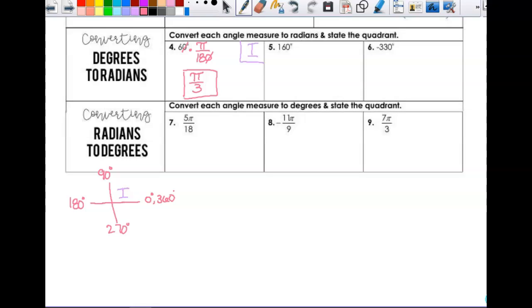So then 160. What quadrant is 160 in? It would be in the second one because it's less than 180. Right? That's okay. All right. So then I'm going to multiply by pi over 180. The zeros reduce out, leaves me with 16 pi over 18, which would become what? 16 pi over 18 can reduce to 8 pi over 9.